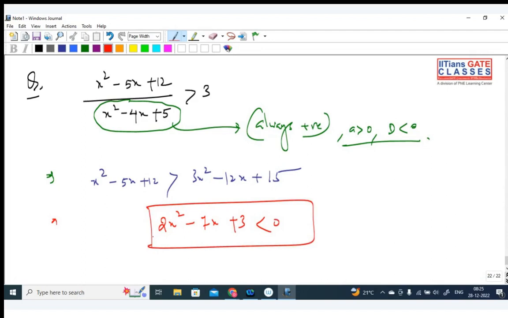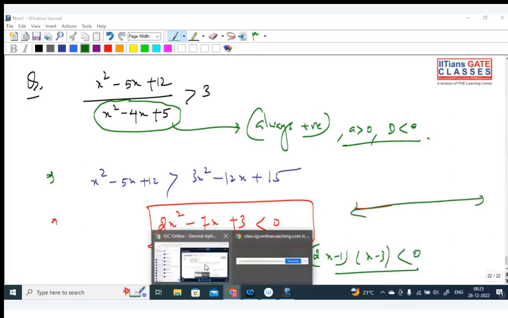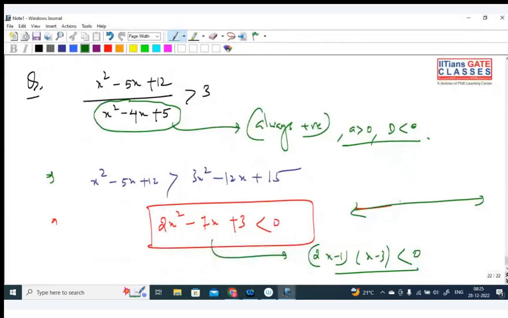You can factorize this. What is the factor of this? The factor is 2x minus 1 and x minus 3. I believe many of you might have got the answer also. You have to make the coefficient 1, so this will be 1/2, and this is 3. Start with positive, and it is a strict inequality, so put the circle here. This is negative, this is positive, and now you can write.